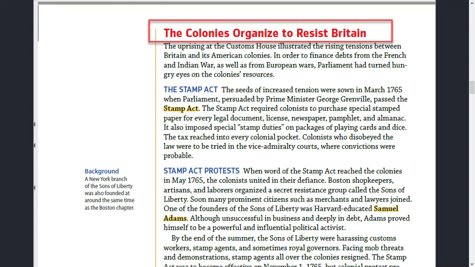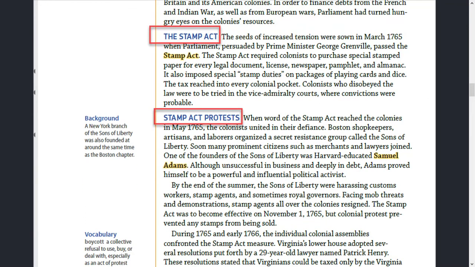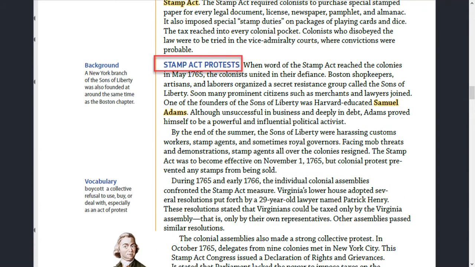In your notes, you're going to want to have a subheading called the Stamp Act and the Stamp Act protests. The textbook has highlighted for you these terms because they're essential for you to know. And if you can explain what the Stamp Act was and the Stamp Act protests, then you have a good understanding of these events. And you can use that to explain the importance of why the Americans rebelled.